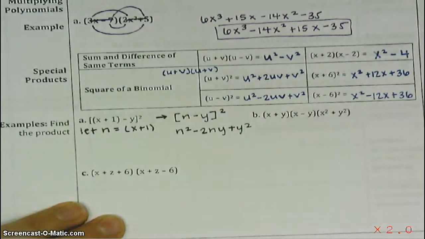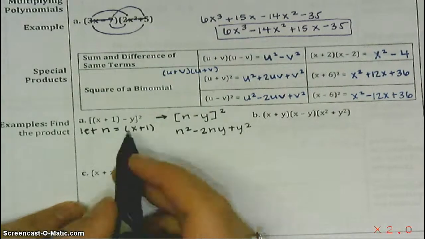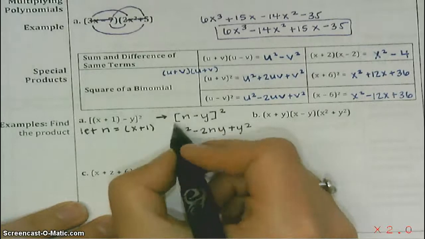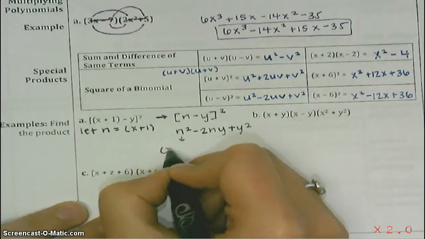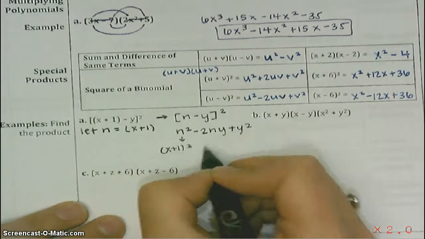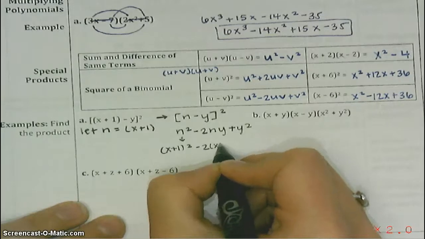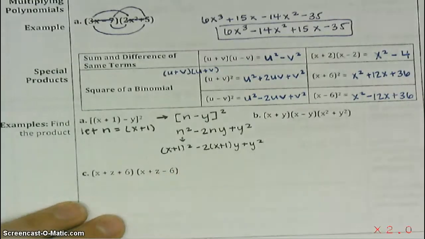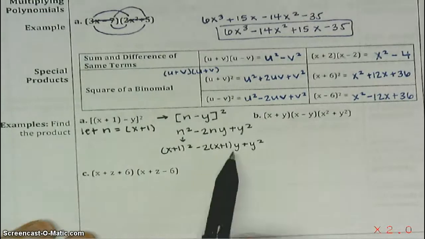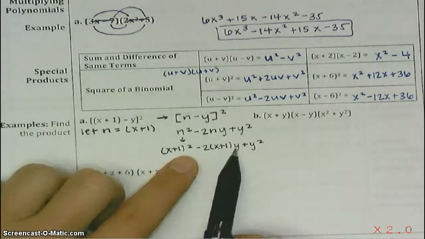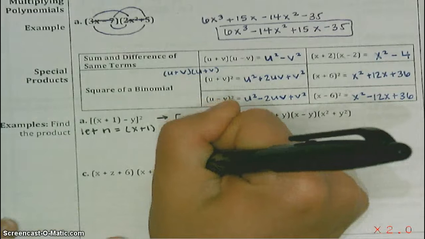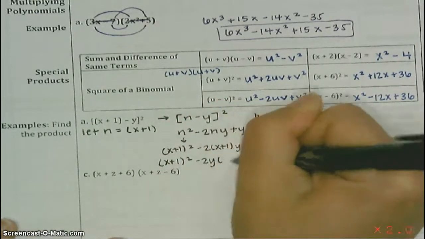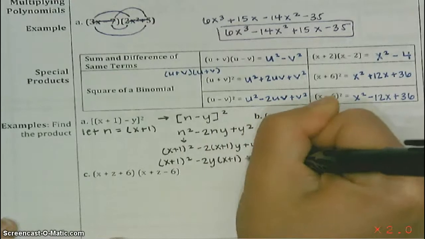Now that we've FOILed it, you can go ahead and substitute back in the quantity x plus 1 for every n that you see. So here this is going to become (x plus 1) squared minus 2(x plus 1)y plus y squared. You could leave it like this. I kind of like to keep the singletons right here in the middle together, so I'm going to rewrite it so that it is (x plus 1) squared minus 2y(x plus 1) plus y squared.